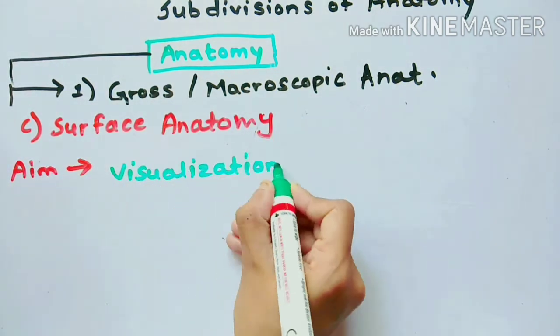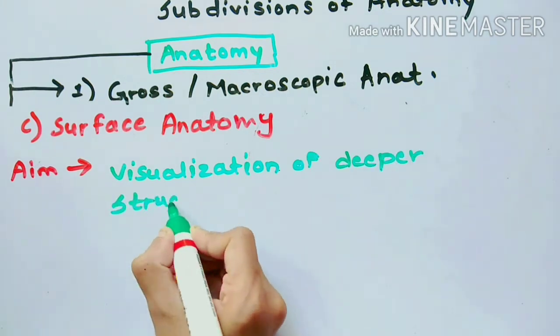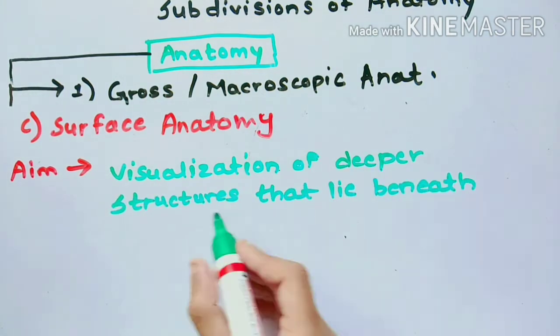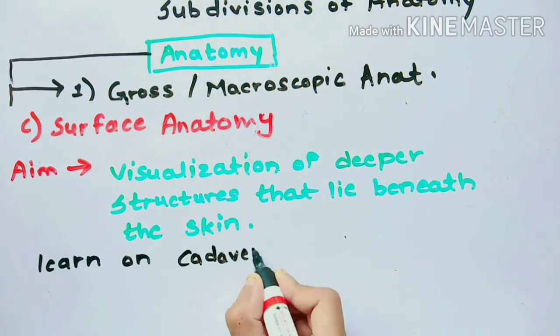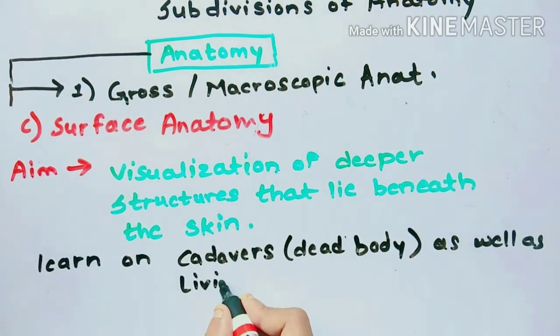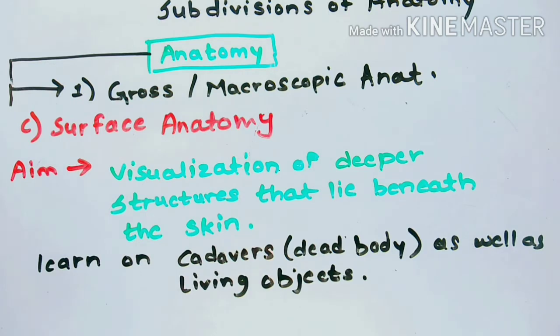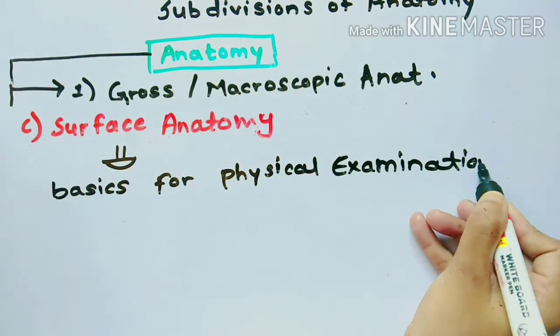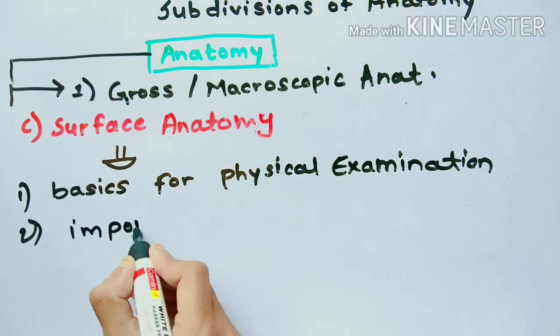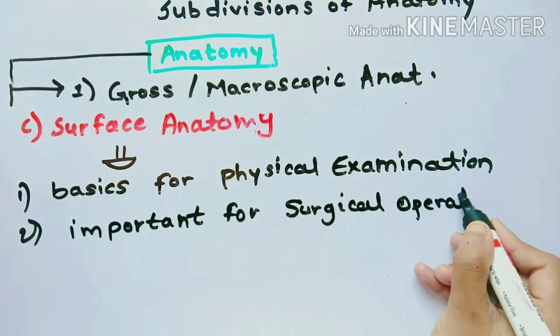The main aim of surface anatomy is visualization of structures that lie beneath the skin. It can be learned on cadaver as well as living subjects. Surface anatomy provides the basis for physical examination, and the knowledge is of paramount importance for surgical operations.